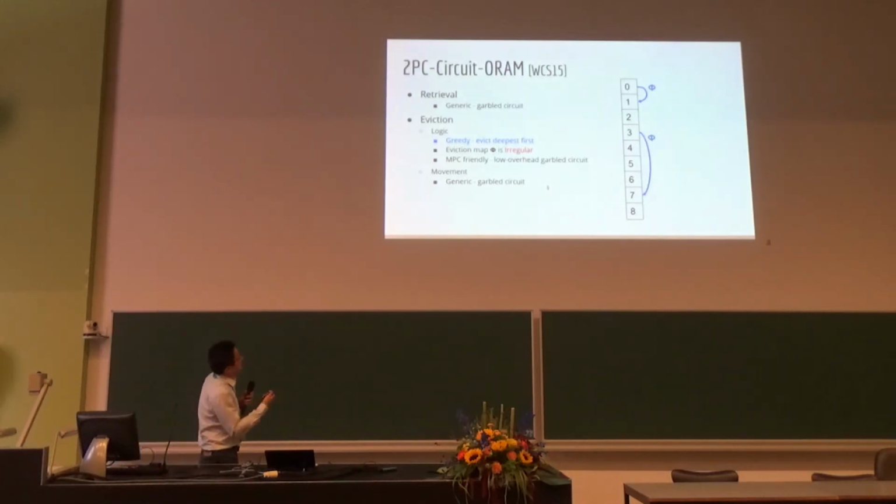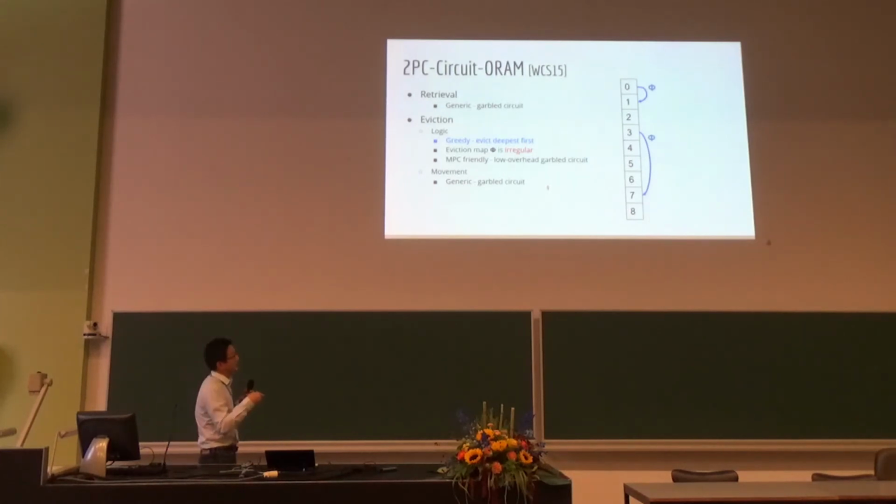So let's look at the 2PC circuit ORAM as an example. So 2PC circuit ORAM does all these retrieval and eviction in a generic way using the well-known 2PC circuit computation, the garbled circuit protocol. So here what I really want to talk about is its eviction logic part. So how it determines how to evict data blocks along a path is that it uses a greedy approach, that at every tree level along this tree path, it always finds a deepest data block to evict.